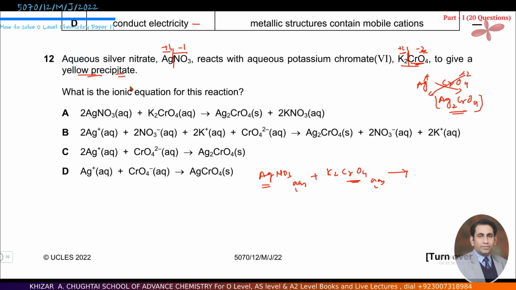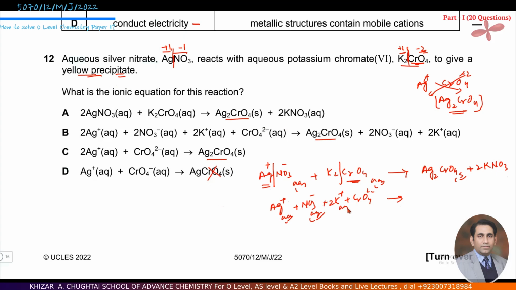So where is the formula? These options all have Ag2CrO4, and the first one doesn't, so it's incorrect. Ag2CrO4 is a solid, plus there will be 2 moles of potassium nitrate. You can see the positive ion and negative ion making 2 potassium positive ions and CrO4 2 negative ion. We can write it like this: aqueous plus NO3 negative aqueous plus 2 potassium ion aqueous.